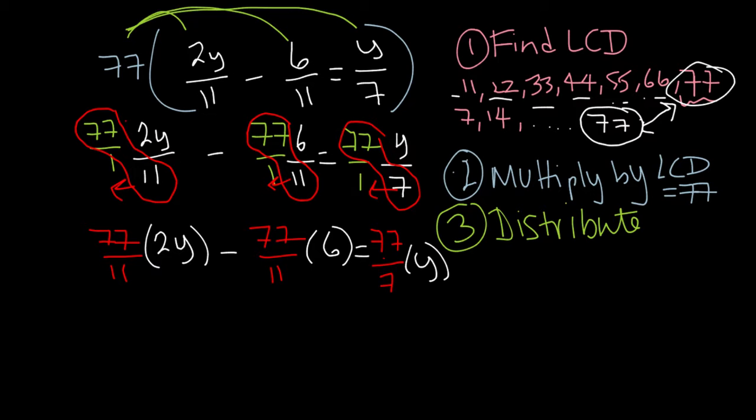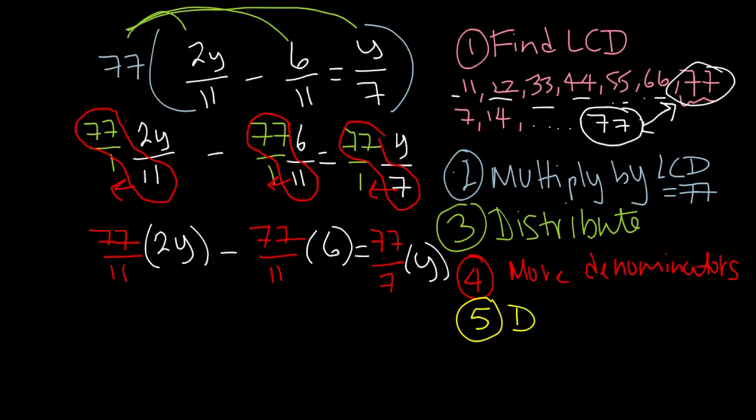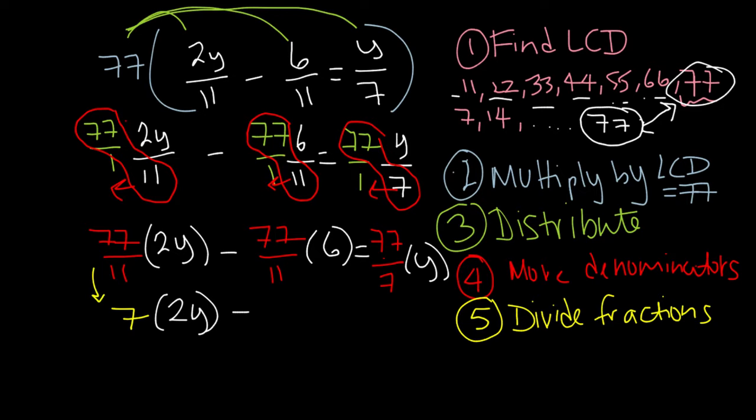So now I can actually divide these fractions and I should get whole numbers. So 77 over 11 is 7 times 2y, minus 77 over 11 is 7 again times 6, equals 77 over 7. If I divide those two, I get the number 11.